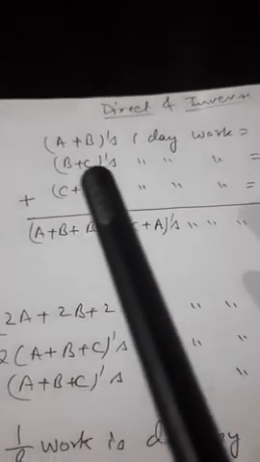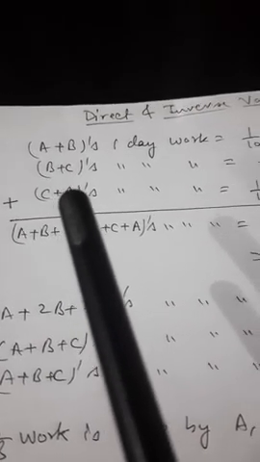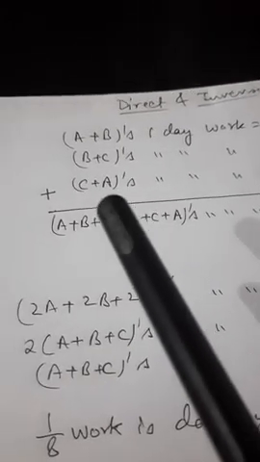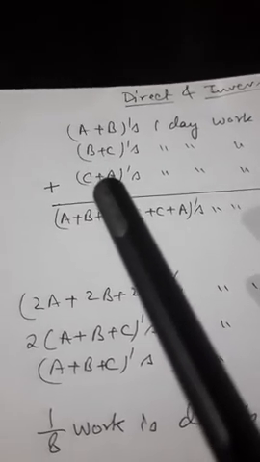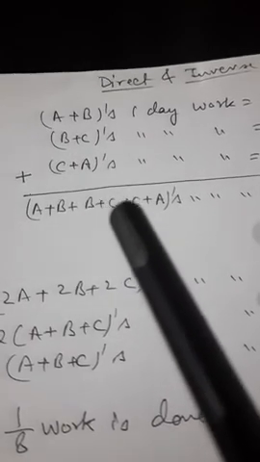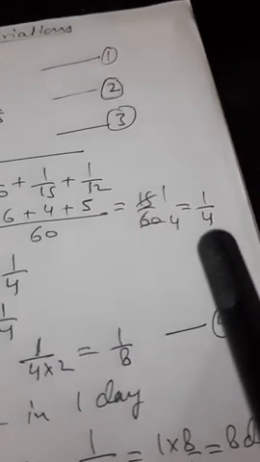Now we are going to add these equations. How do we add the equations? We add left hand sides together on the left and right hand sides together on the right. So adding left hand sides together, we get A plus B plus B plus C plus A, their 1 day work equal to 1 upon 10 plus 1 by 15 plus 1 upon 12. If we take LCM and simplify, we get this as 1 upon 4.